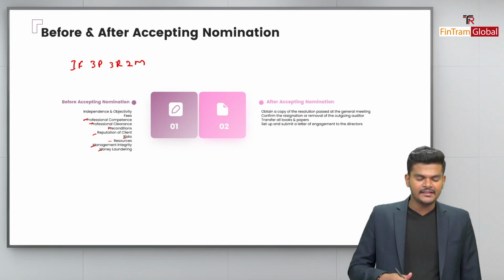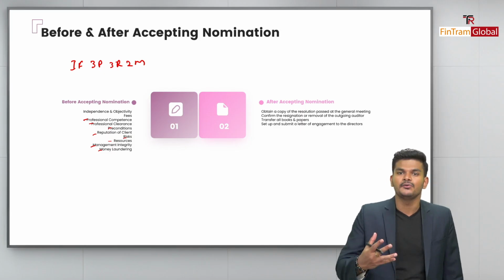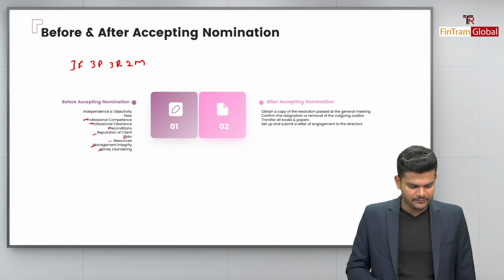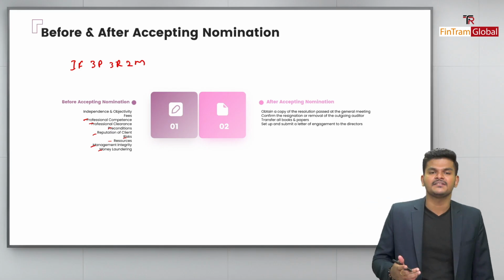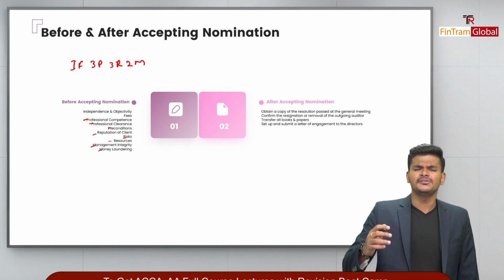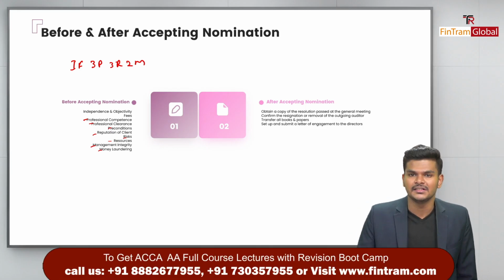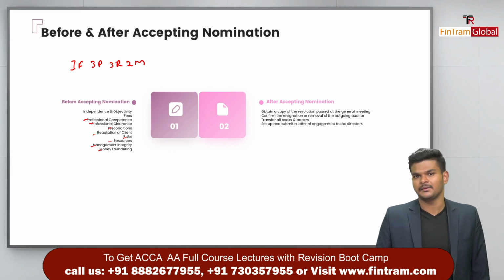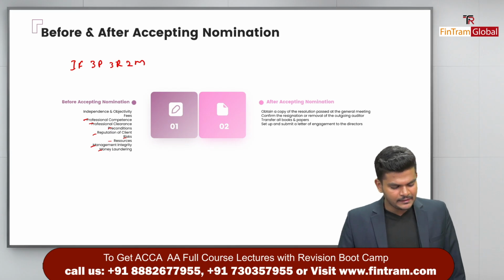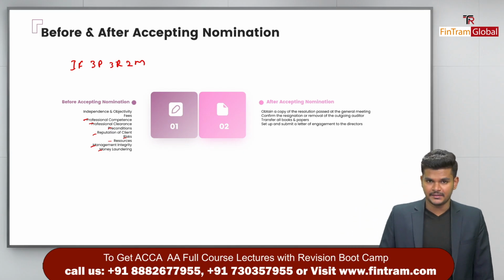And then secondly, the audit fee. Is it sufficient to do the actual audit work, right? That needs to be verified. And then the three P's. The first P stands for professional competence. Do the auditors have the appropriate skill and knowledge to conduct that particular audit is something that we need to consider, right? And then professional clearance, right?